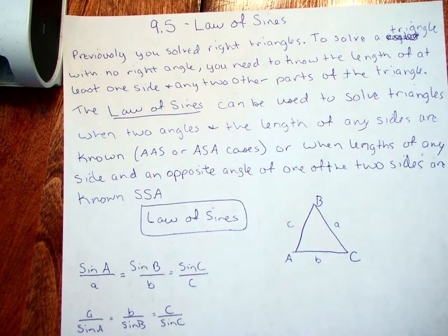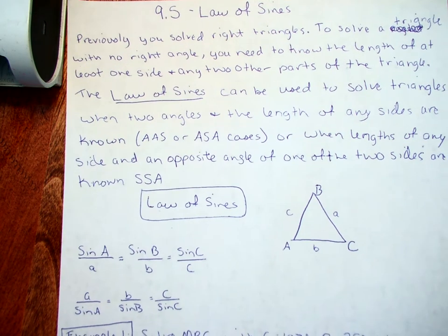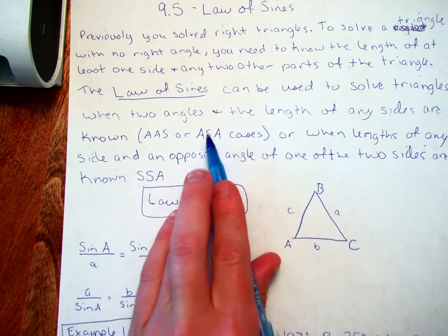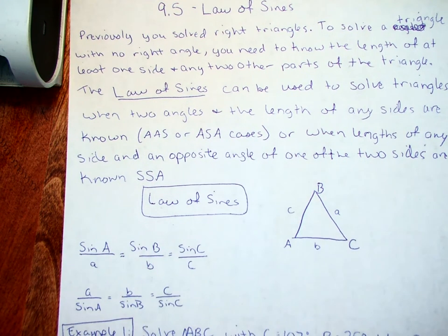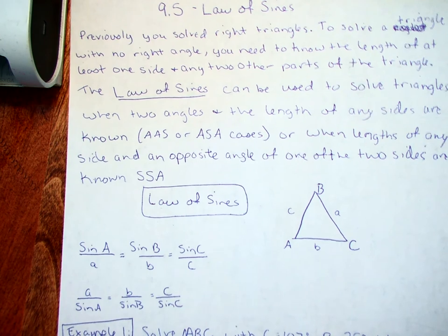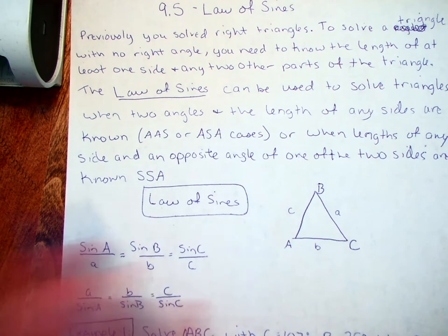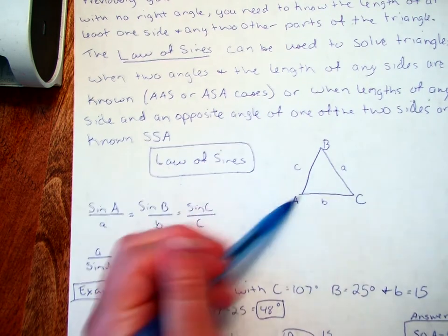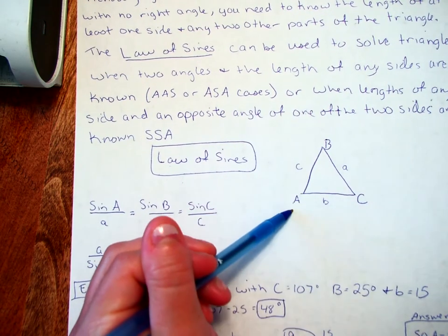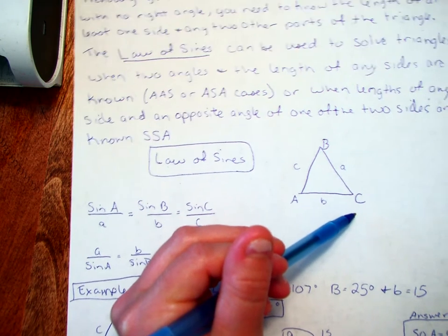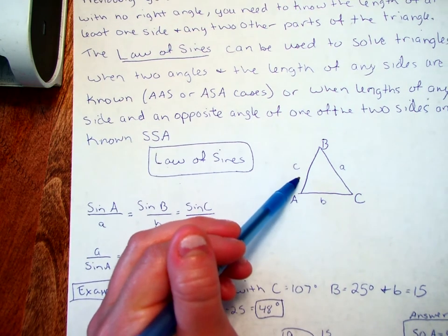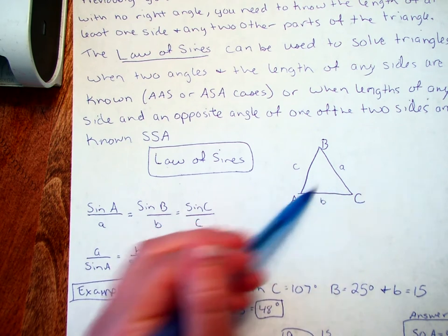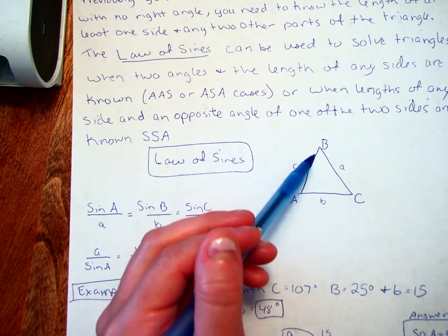The law of sines can be used to solve triangles when two angles and the length of any side are known. So angle, angle, side, or angle, side, angle cases. Or when the length of any side and the opposite angle of one of the two sides are known, which is side, side, angle. So the law of sines states that given this triangle, B is always going to be at the top, A is always going to be to the left, and C always to the right. And remember, the side of the triangle is always opposite the angle.